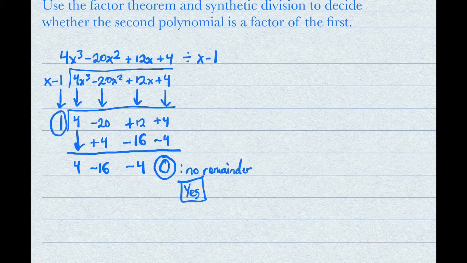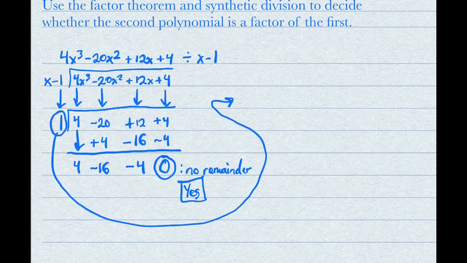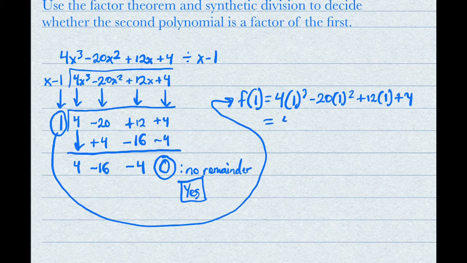You could take the 1 here, and you could use the factor theorem, where you just plug it into the original equation. So you'd have f of 1, and then the original equation here. Wherever there's an x, you replace it with a 1. So when you simplify this, you get 4 minus 20 plus 12 plus 4. If you add the 4 and the 12, that's 20 right there. Because that's 12 plus 8, that's the same as saying 20 minus 20, which equals 0. So you get the same answer either way.